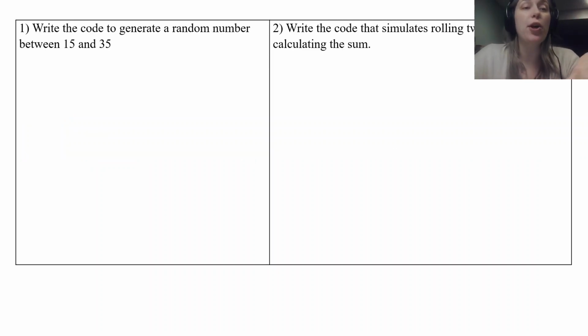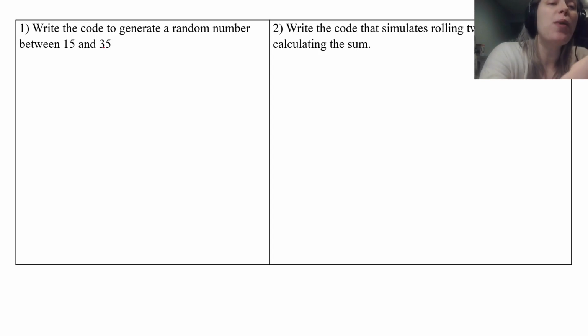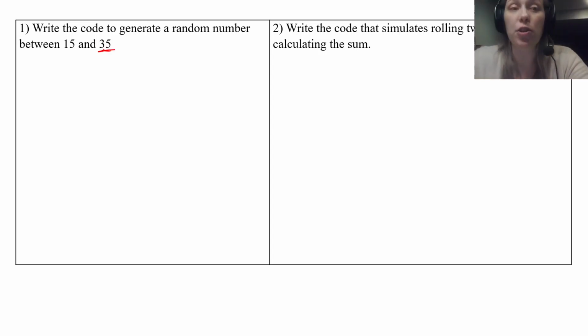So the first one, write code to generate a random number between 15 and 35. Okay. Now, when you think of 15 to 35, you just got to know two numbers. What's your starting value? Okay, well, it's 15. And then what's your range? Between 15 and 35, you might immediately want to say the range is 20. But you got to be careful with your range. Do you want the 35 included? If you want the 35 included, your range is actually 21.